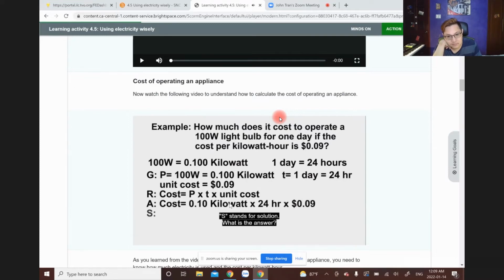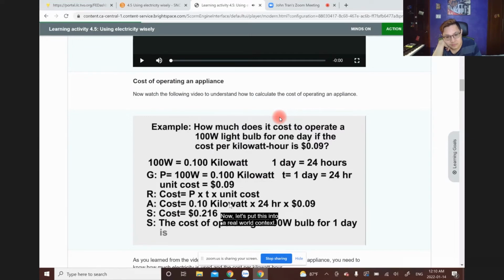S stands for solution. What is the answer? Using my calculator, I'm going to multiply 0.1 by 24 and multiply by 0.09. My cost equals $0.216. Wait. S stands for statement. How can we express the solution in a statement? We will say that the cost of operating a 100-watt bulb, which is a common wattage for light bulbs, for one day is $0.216 or 21.6 cents.